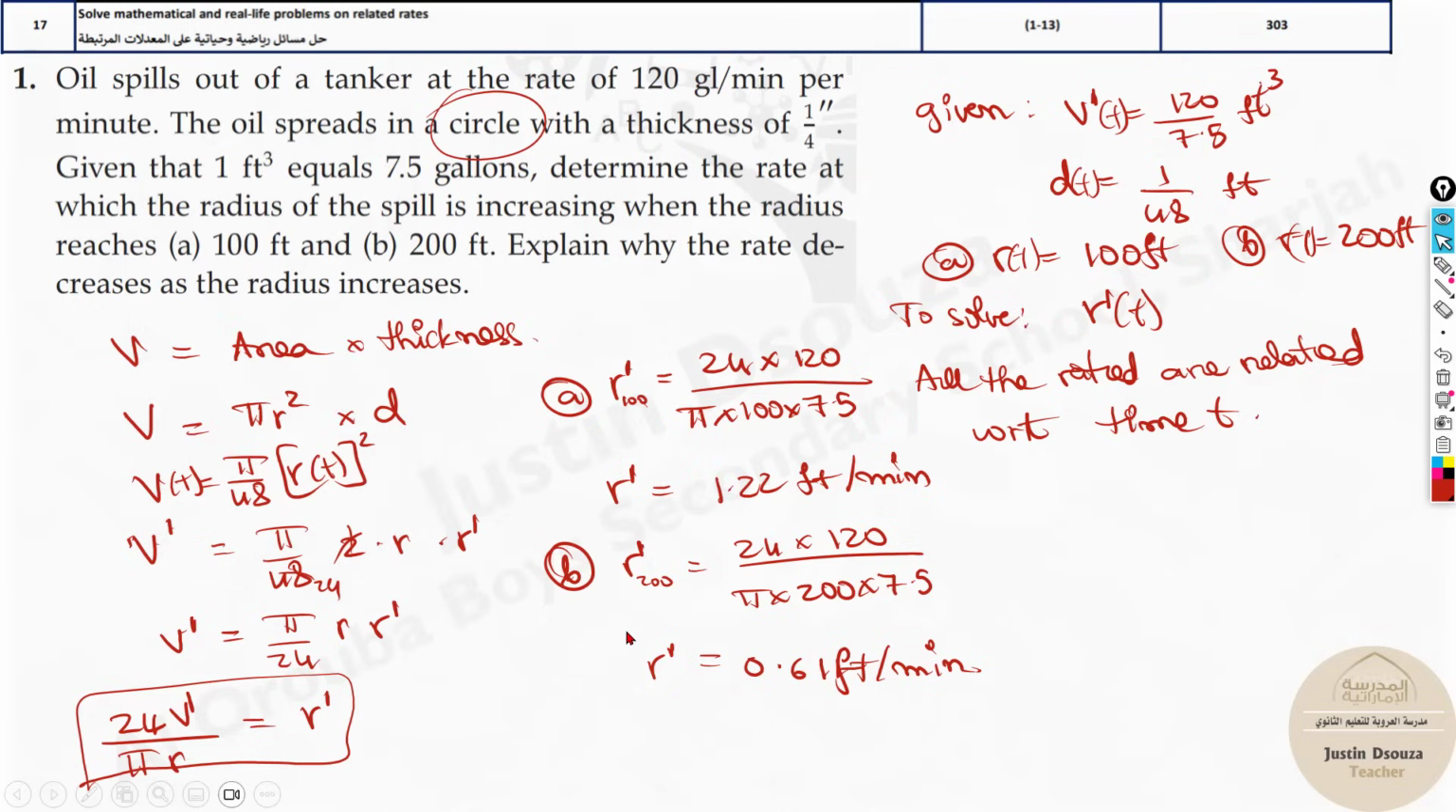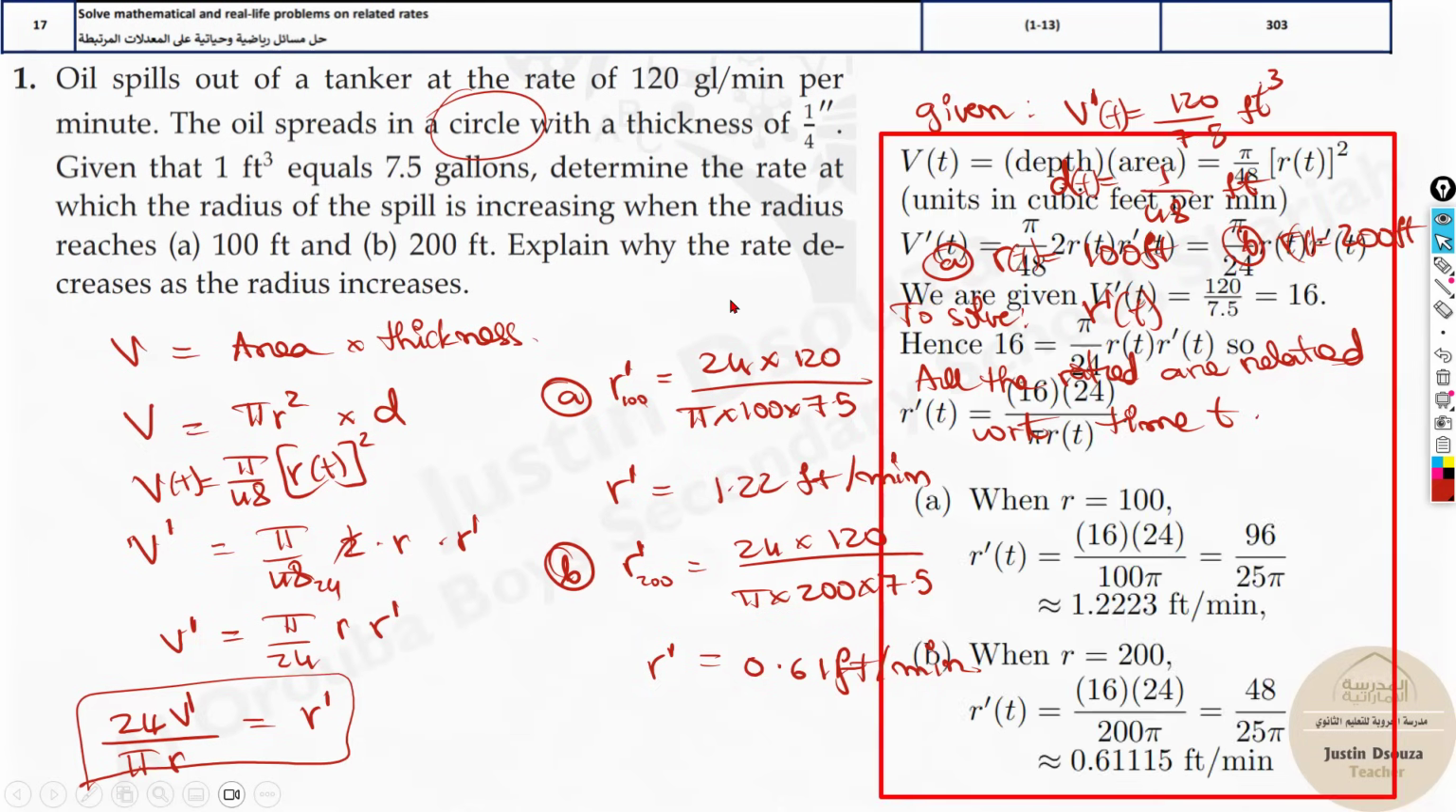We got parts A and B for different radius. You might get only one in the exam. But remember, explain why the rate decreases as radius increases. Because as the radius increases, the surface area is larger and more volume is taken to cover it. So that's why as the radius increases, the rate reduces. They're inversely proportional to each other.